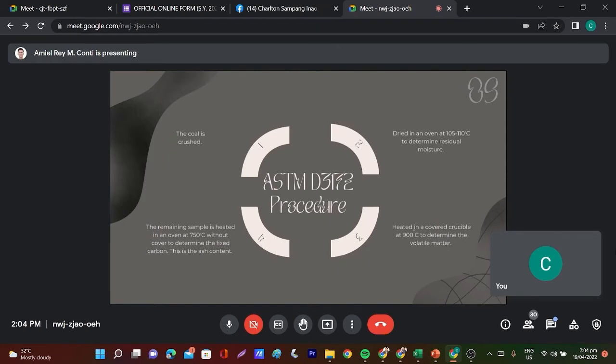So, in the last step, what is obtained is the fixed carbon. The remaining sample is heated in an oven at 750 degrees Celsius without cover to determine the fixed carbon. This is the ash content.